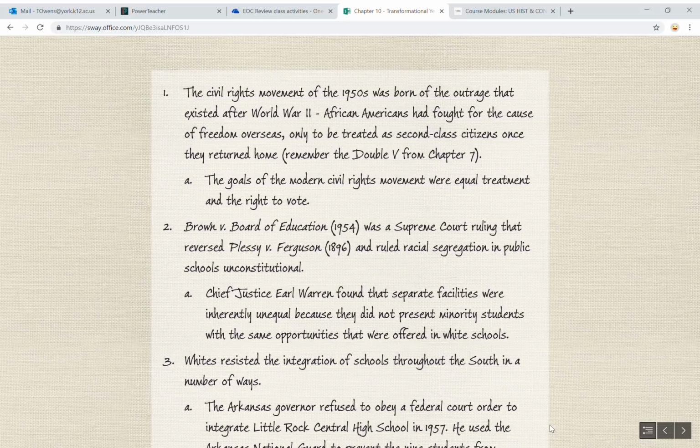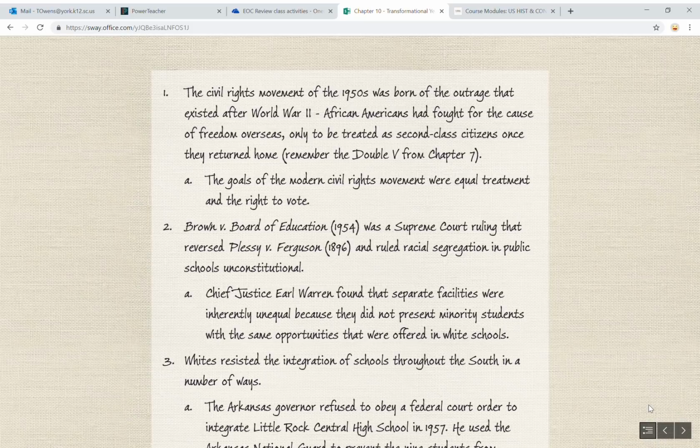Okay, the goals of this modern civil rights movement are equal treatment and the right to vote. Because even though we have the 15th Amendment, the rights of African Americans to vote is being violated throughout the United States, particularly in the South, by Jim Crow legislation. Okay, and the Jim Crow legislation is what brings us to the next part, and that was the super important Supreme Court decision, Brown versus the Topeka Board of Education in 1954.